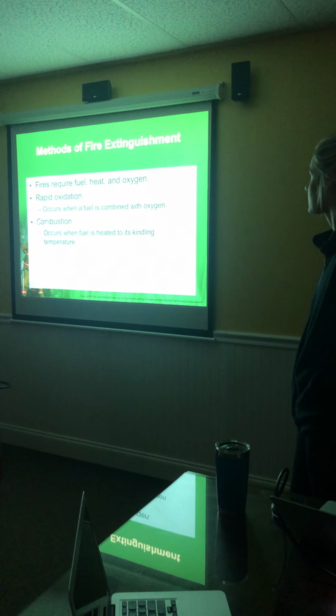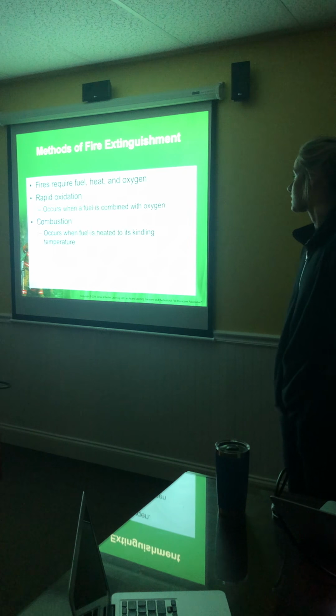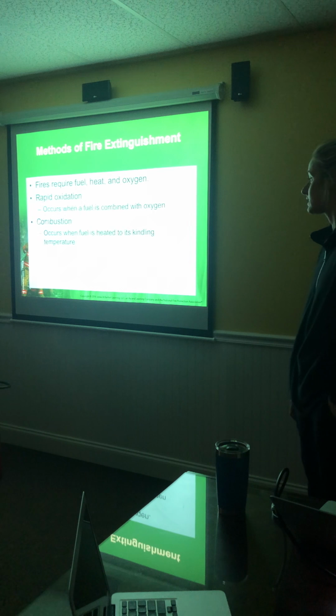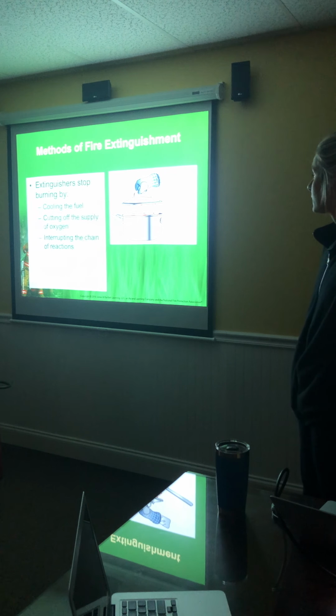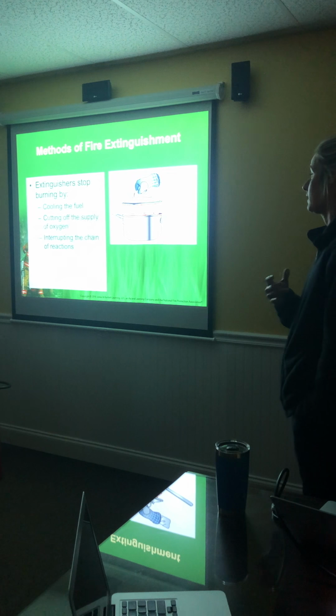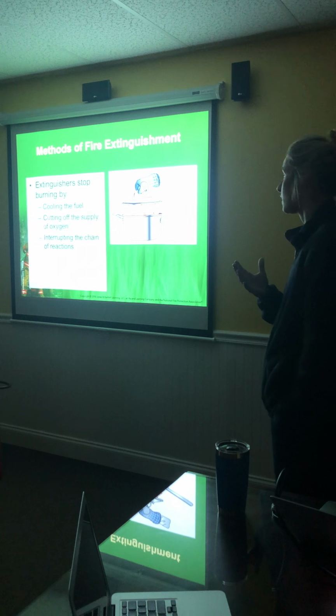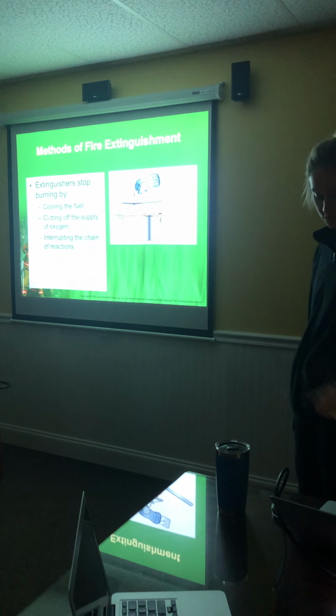There are different methods of extinguishment. Fires require fuel, heat, and oxygen, and rapid oxidation occurs when a fuel is combined with oxygen. Combustion occurs when fuel is heated to its kindling temperature. Methods of fire extinguishment. We are going to want to cool the fuel, cut off the supply of oxygen, and basically just interrupt the chain of reaction.